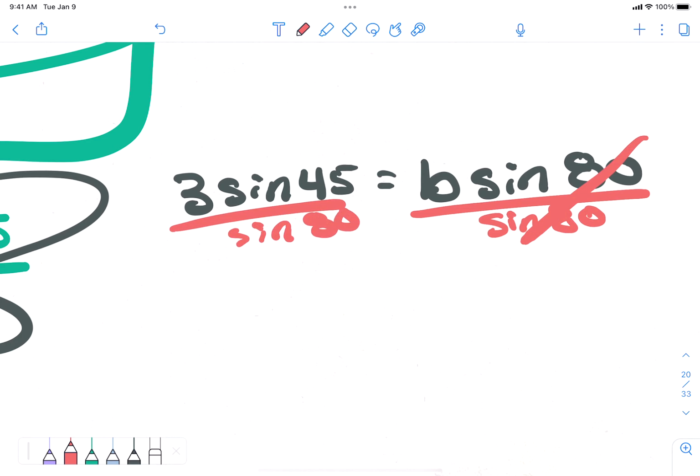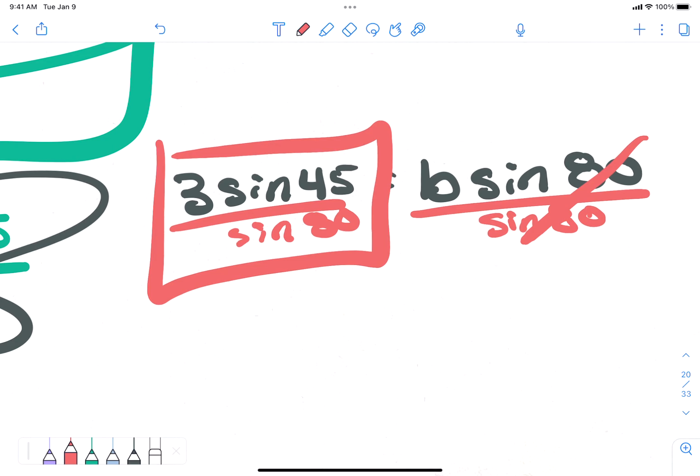So I should be able to just type this whole thing into my calculator: 3 sine of 45 divided by sine of 80, and get the answer. B equals, I think it was like 2.15.